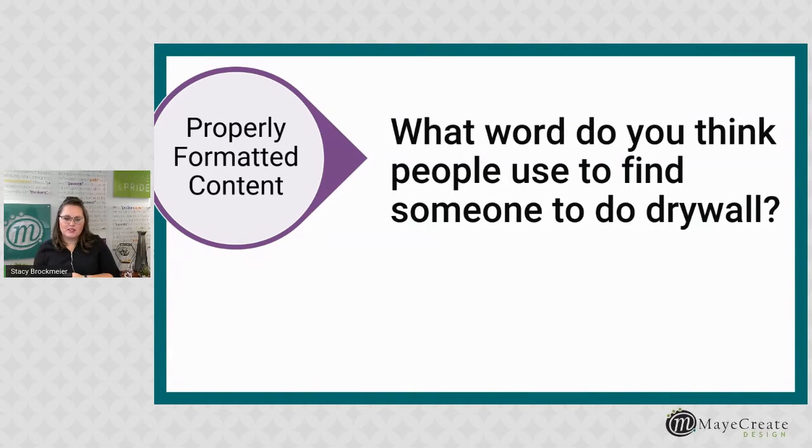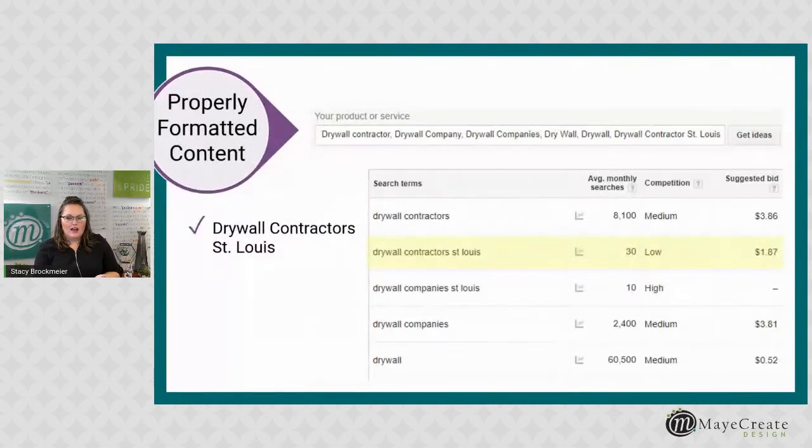So people typically, when searching for drywall, do include the word drywall. So we put this in. This is using a service where we look up key terms and see what Google says. Using this data, you can see that drywall contractors has a lot of monthly searches. This is nationwide, but the competition's pretty high, and if you were going to place an ad on it, the bid's pretty high.